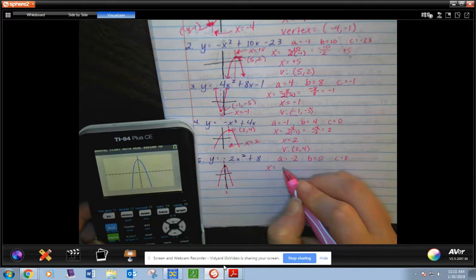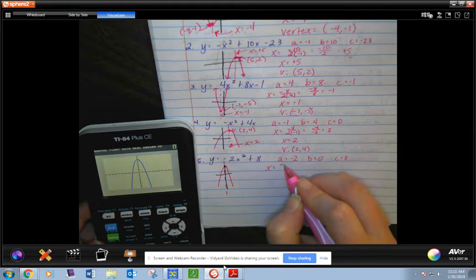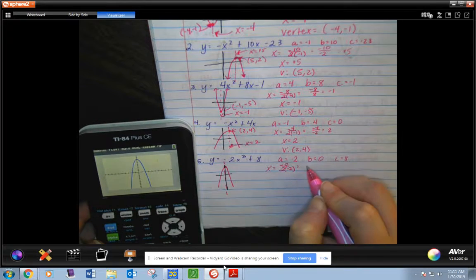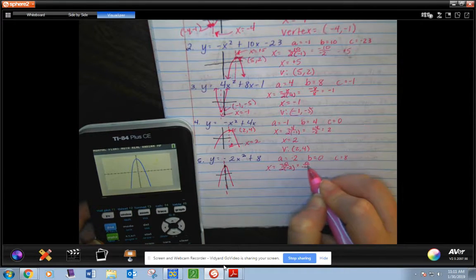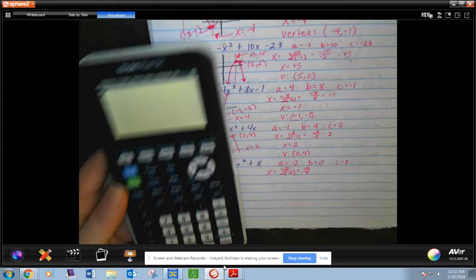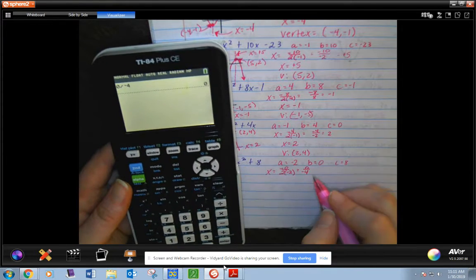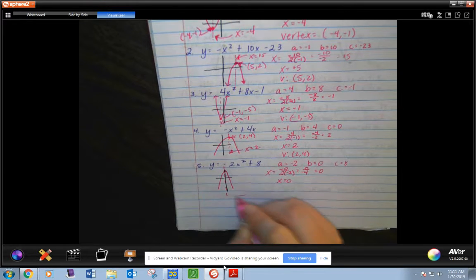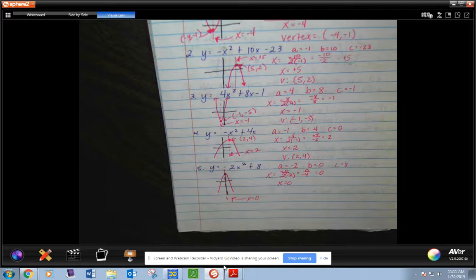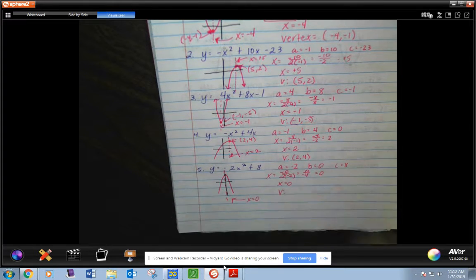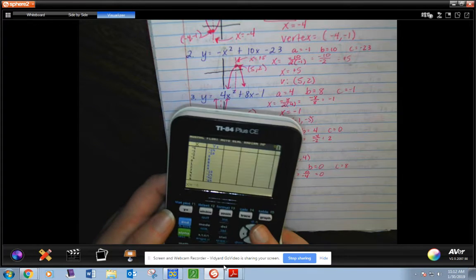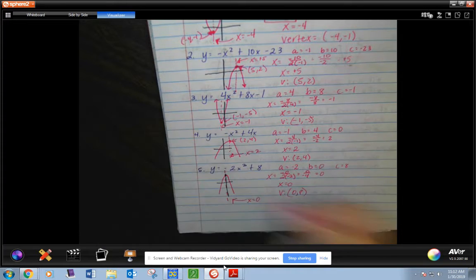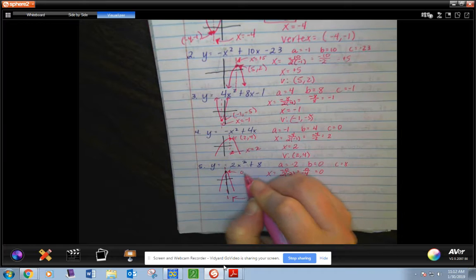We're going to do x equals negative b, which is 0, over 2 times negative 2. Okay, you can't have a negative 0, so that's 0 over negative 4. And when you put this in your calculator, 0 divided by negative 4 is just 0. So x equals 0. Okay, from here, I'm going to go find my vertex. So I'm going to go second graph, find 0, and I got 0, 8. So I'm going to label my vertex as 0, 8.